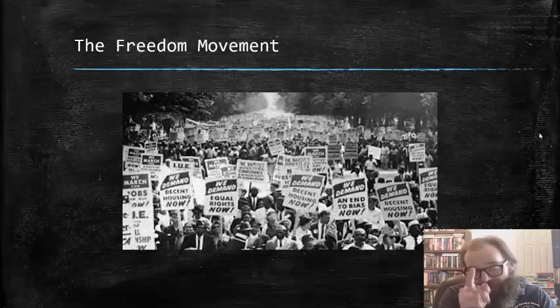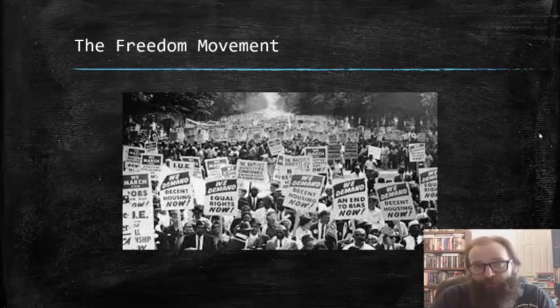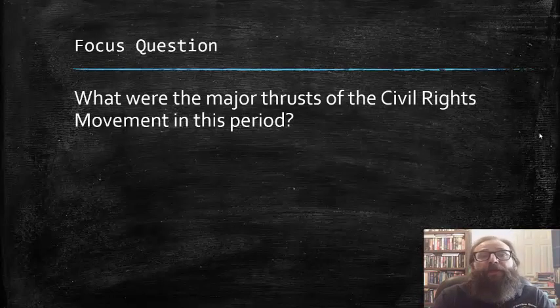This is the third and, yes, final part of our Chapter 24 lecture series for your textbook, Give Me Liberty by Dr. Eric Foner. This final section is entitled The Freedom Movement. The focus question for this section is, what were the major thrusts of the civil rights movement in this period?